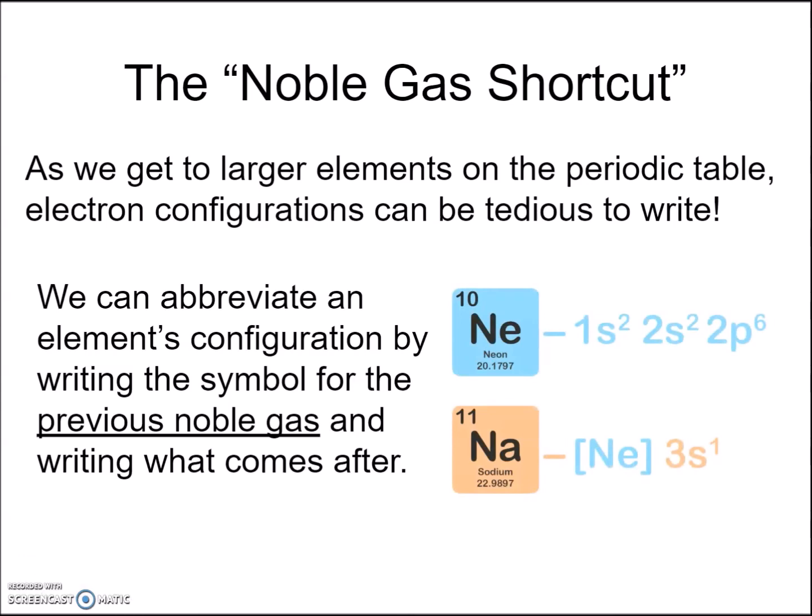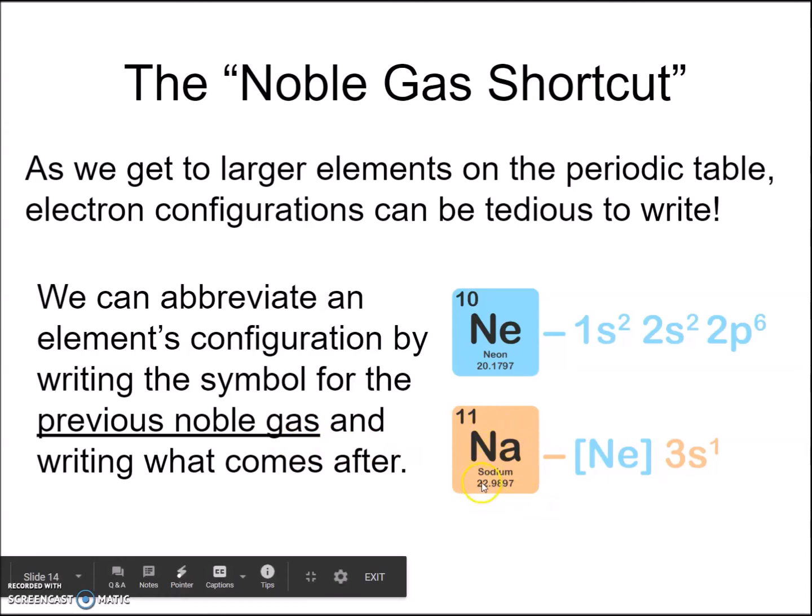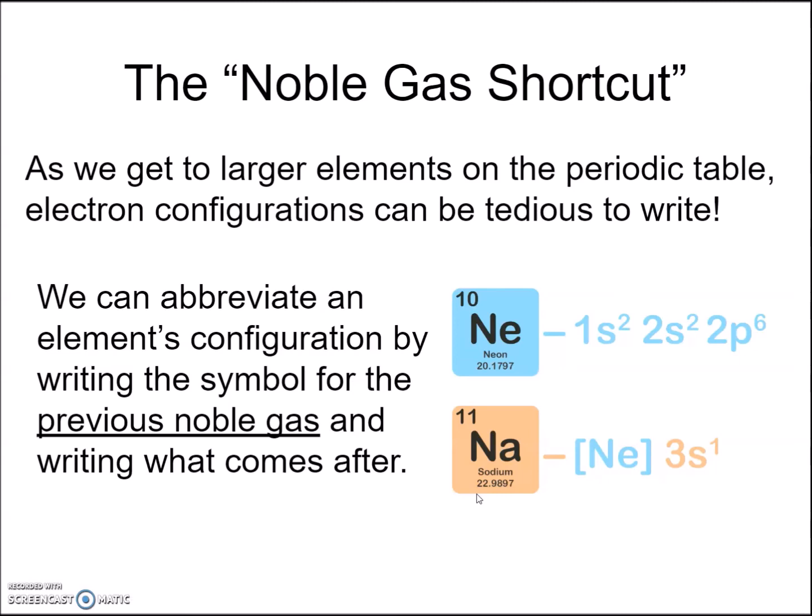Let's give an example. Let's say we're asked to write the configuration for sodium. Sodium is element 11. And it wouldn't be the end of the world. I mean, this one's not going to take you an hour to write out. But if it can save some time, then it's worth some time to figure out the shortcut.